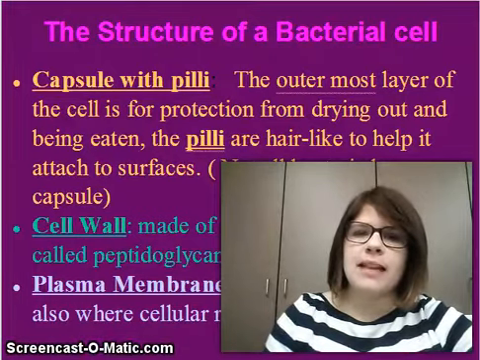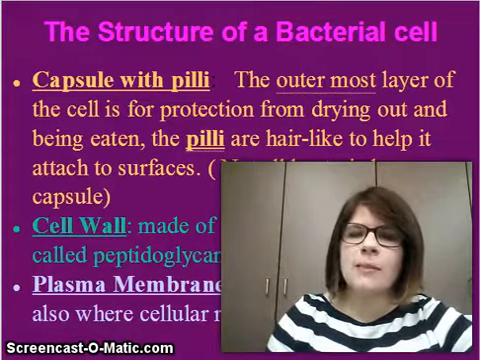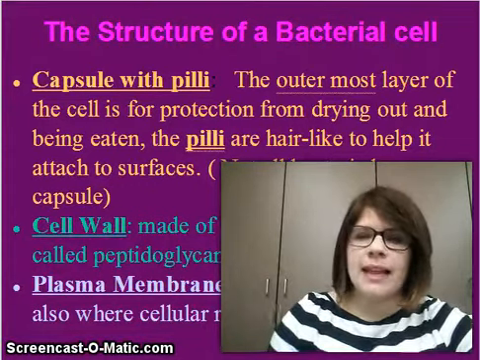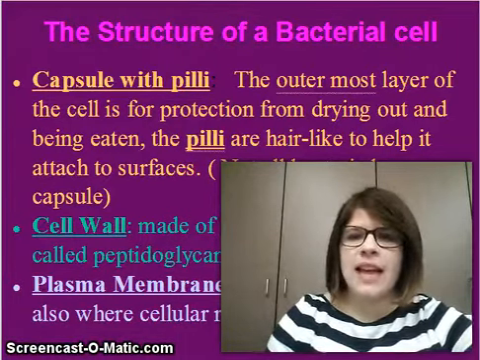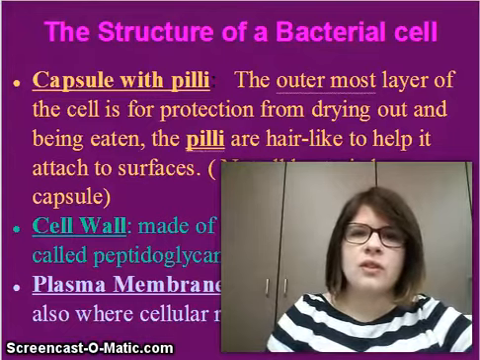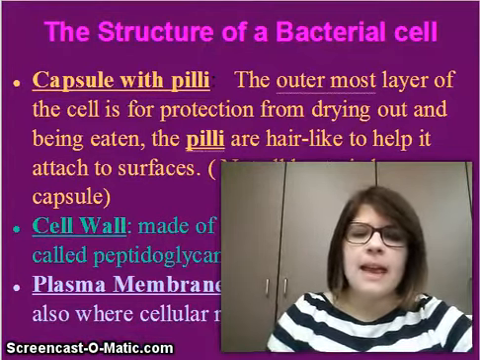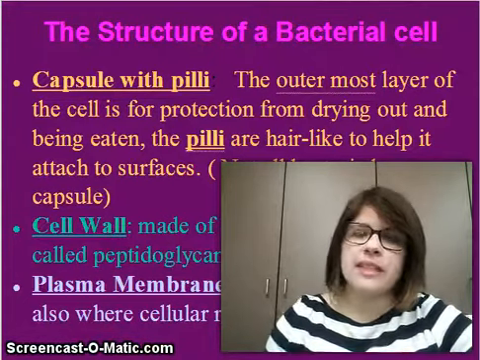And we have a plasma membrane. Remember back when we did cells, that plasma membrane is going to be the same. It's got a phospholipid bilayer, so you have those phospholipids that have the phosphate head and two fatty acids. One of them is going to be unsaturated. And this is where cellular respiration is going to take place.